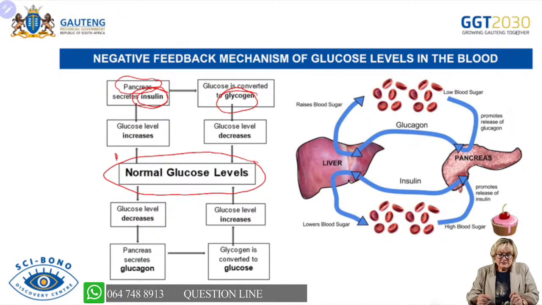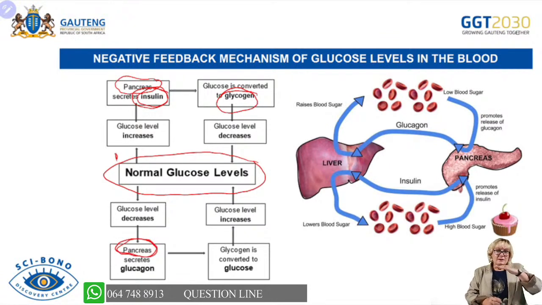Now, if the glucose levels decrease, let's say you haven't eaten for quite some time, and now suddenly there's a drop in your glucose levels, who will be the policeman? The pancreas. The pancreas is the policeman, and the pancreas will do what?